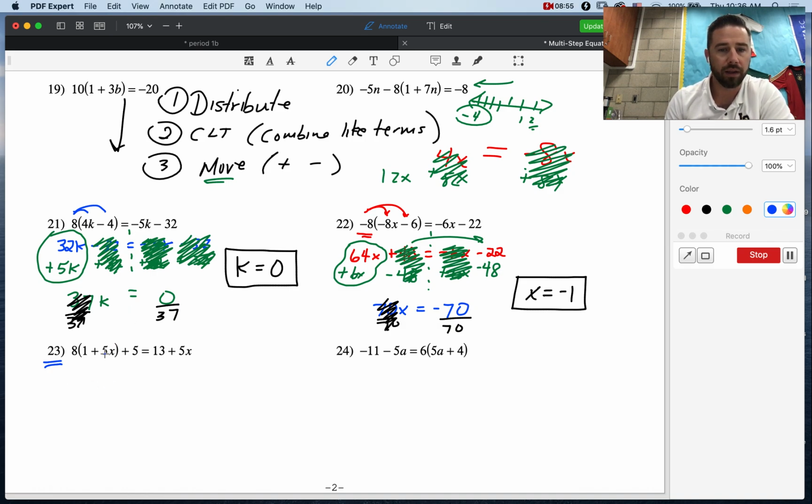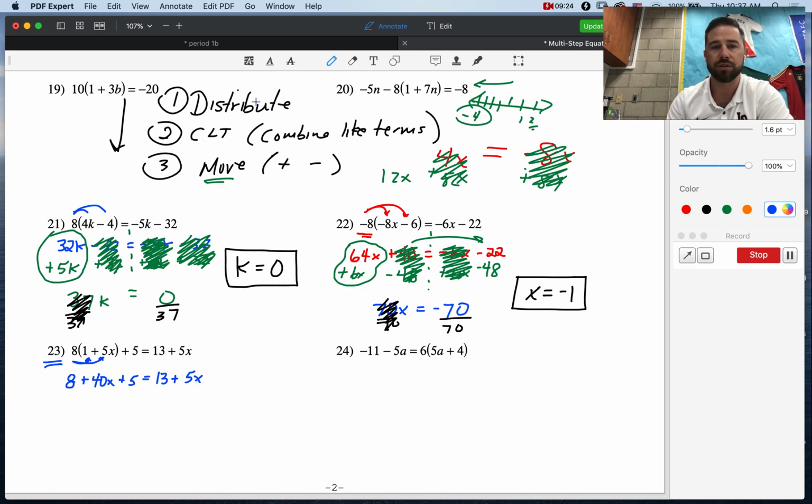Now this one is a little trickier. Not much, but a little bit. So we're going to distribute. Is there anywhere I can distribute? Yes. So let's go ahead and do that. 8 times 1 is 8. 8 times positive 5x is positive 40x. Then we have this plus 5 after. So I'm just going to write, hey, plus 5 equals 13 plus 5x.